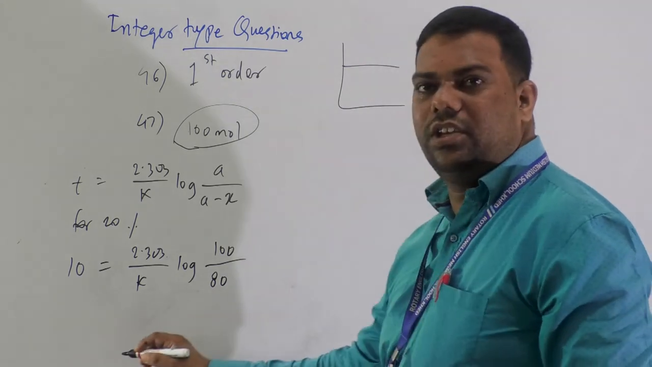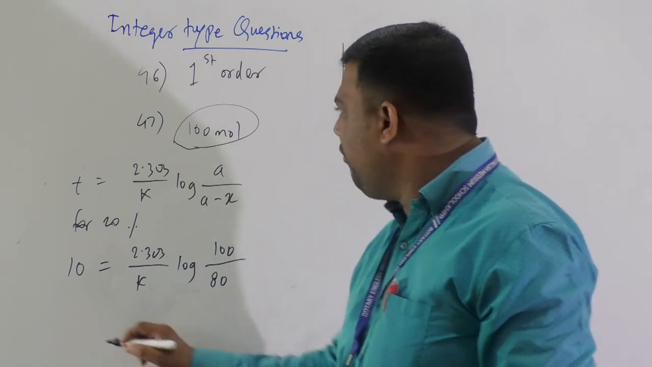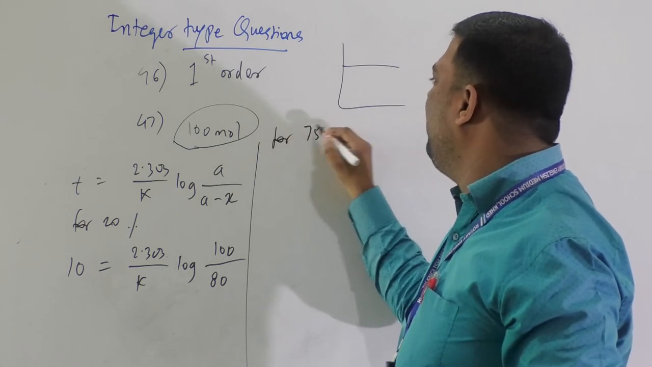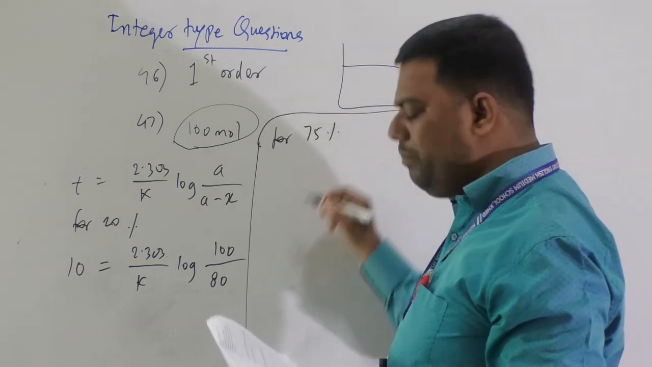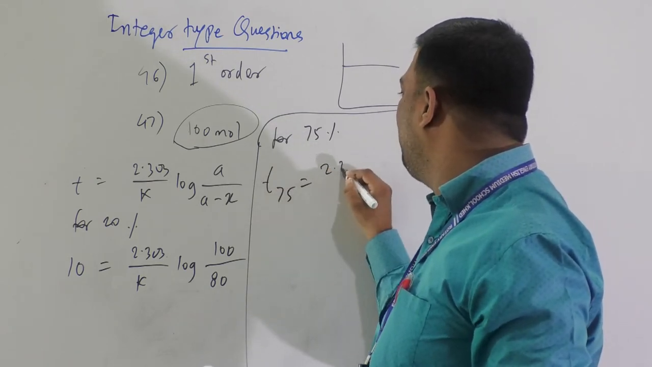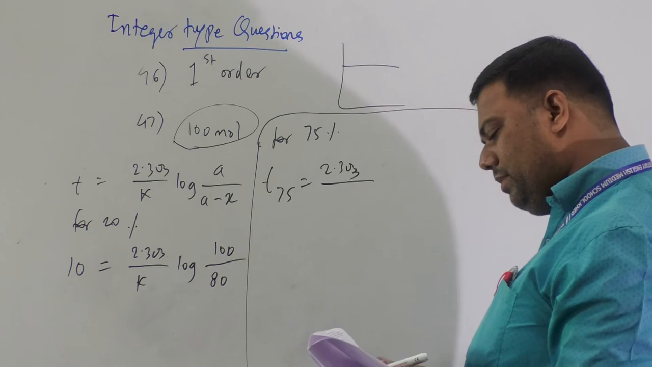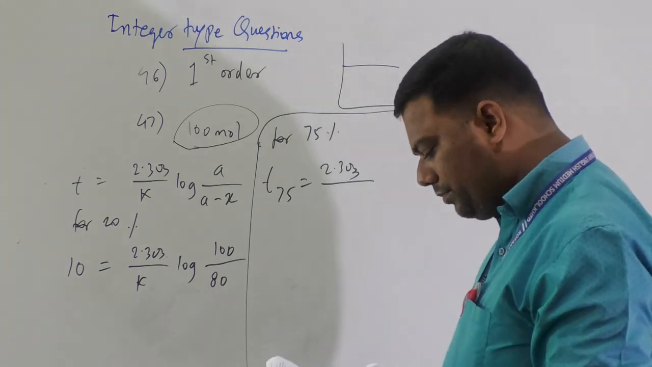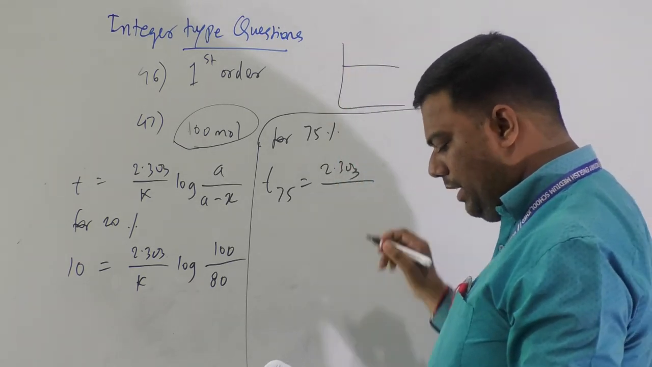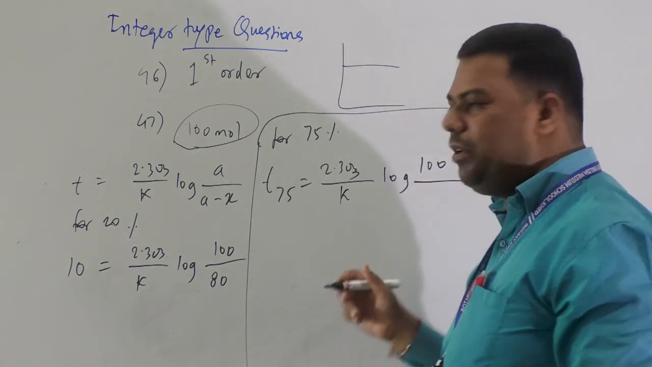Then here we can write for, say, 75% completion. How can we write? See here, for 75% completion, T of 75 equals 2.303 by K into log 100 by 25, since at 75% completion, 25 remains. They gave this as equation 1 and this as equation 2.